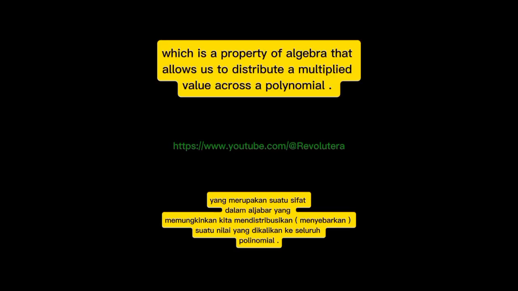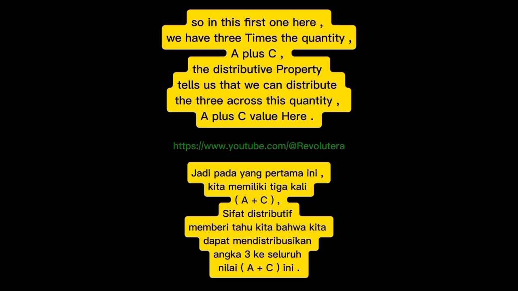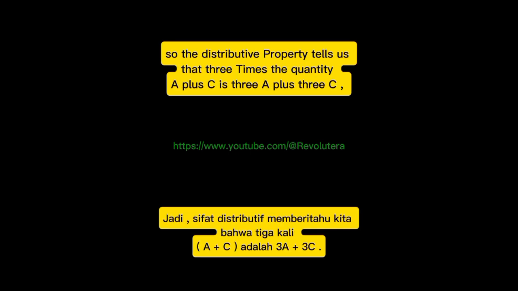which is a property of algebra that allows us to distribute a multiplied value across a polynomial. So in this first one here, we have 3 times the quantity a plus c. The distributive property tells us that we can distribute the 3 across this quantity a plus c value here. So the distributive property tells us that 3 times the quantity a plus c is 3a plus 3c.